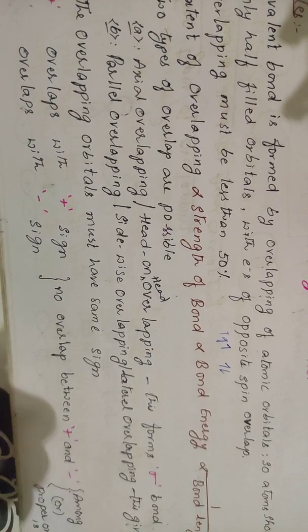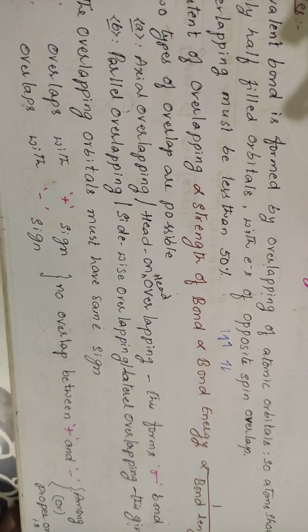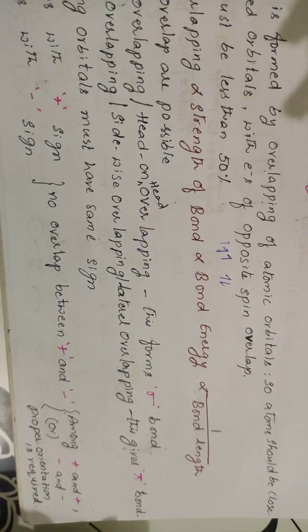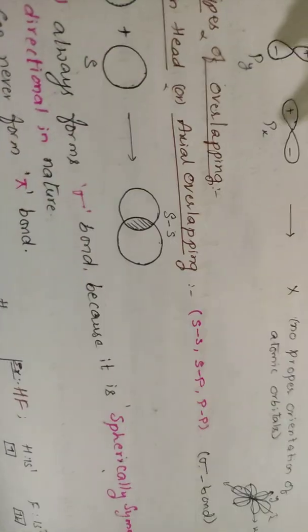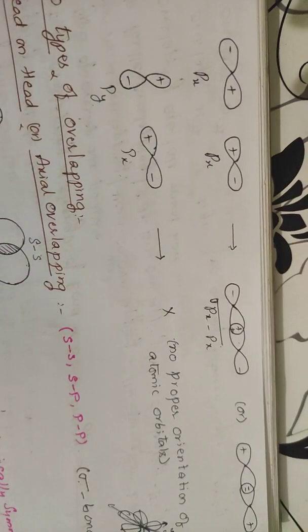What does the plus indicate? It indicates crest. Negative indicates trough. So there is no overlap between plus and minus. Among orbitals, proper orientation is required, not only the presence of the same sign, orientation is also required. We will learn about this in chemical kinetics. I will show the pictorial representation of the overlaps that I have described till now.